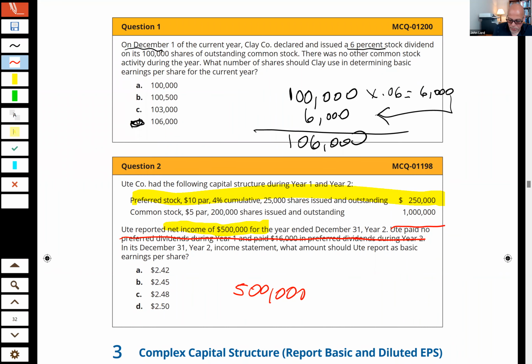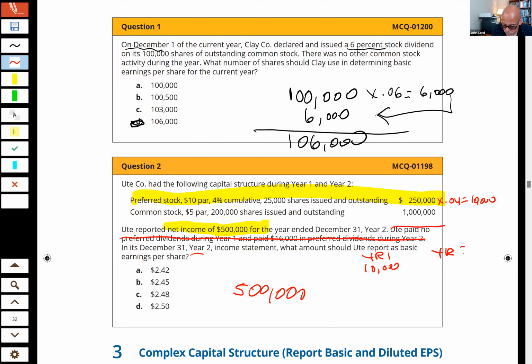So when we want to get the basic earnings per share, and they're asking me here now year two, well, just think about it. In year one, they would have had to consider the dividend on the 4%, 250,000, and you take that 250,000 times 0.04, that gives you 10,000. So if I had been calculating the basic earnings per share for year one, I would have subtracted that 10,000 from the year one income.